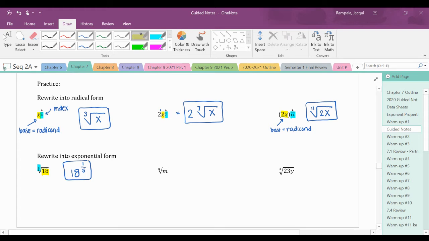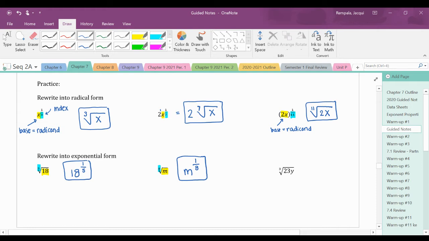Notice that in the next problem, what is underneath is an m, so that is going to become the base of my exponential term. So I'm going to have an m. Then I'm looking at the fact that I got to have a fraction for an exponent. I've got a little 8 for my index. That becomes the denominator of my fraction. The numerator is the number 1, so m to the 1/8 power.